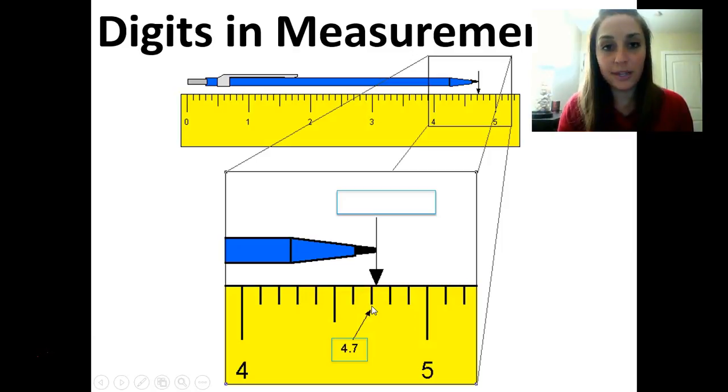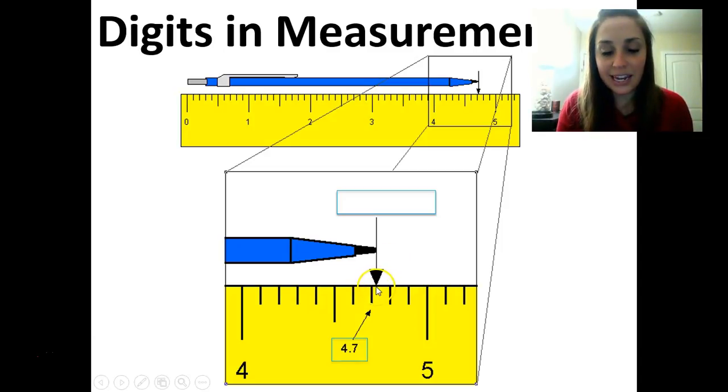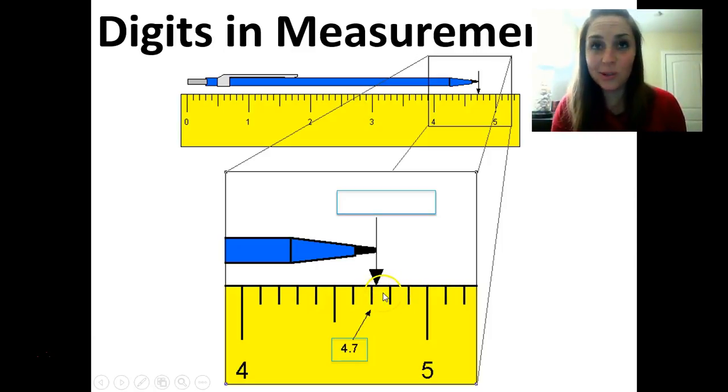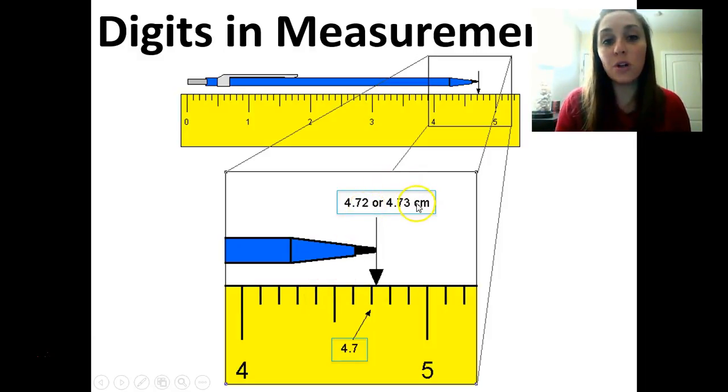This is 4.7. I can't just write 4.7. I have to give one more digit. So where does this land between 4.7 and 4.8? I'm dividing this almost in my head into tenths, but I'm estimating it. It's completely estimated. So a 4.72 or a 4.73 centimeters would be an appropriate measurement for this. Notice that these as well change by my tenth, so my measurement has to go to the hundredth. You always have to go one digit past your graduations.